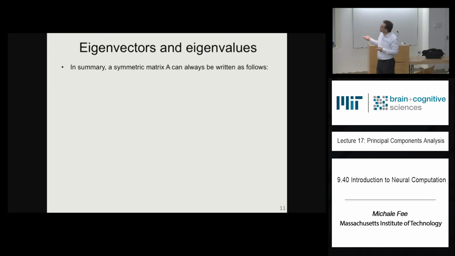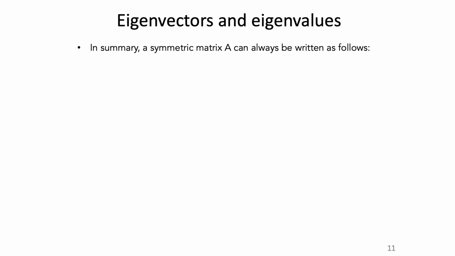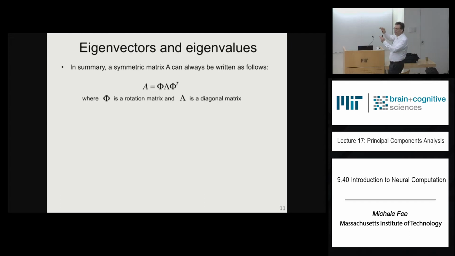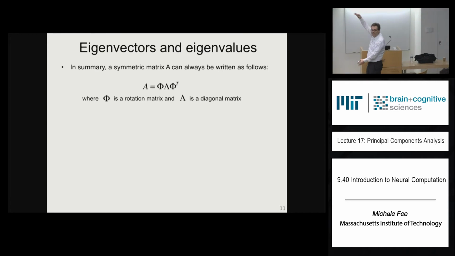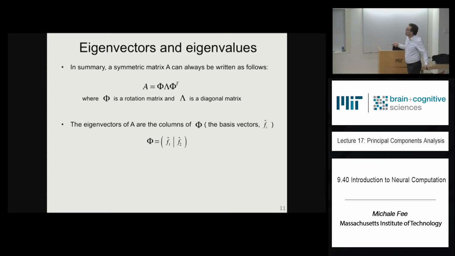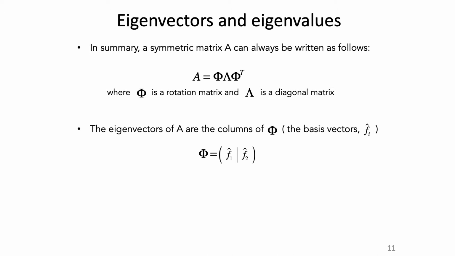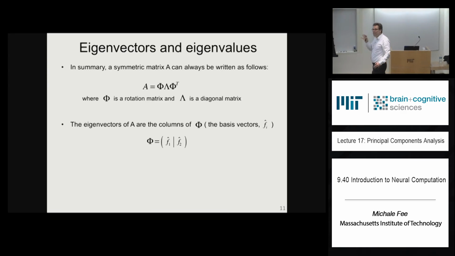Okay, so let me summarize. A symmetric matrix can always be written like this, where phi is a rotation matrix and lambda is a diagonal matrix that tells you how much the different axes are stretched. The eigenvectors of this matrix A are the columns of phi. They are the new basis vectors in this rotated basis set.